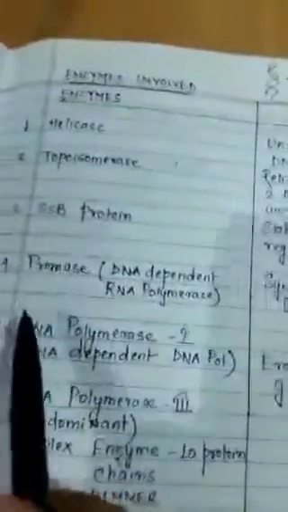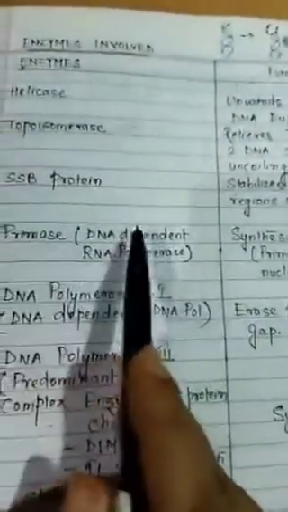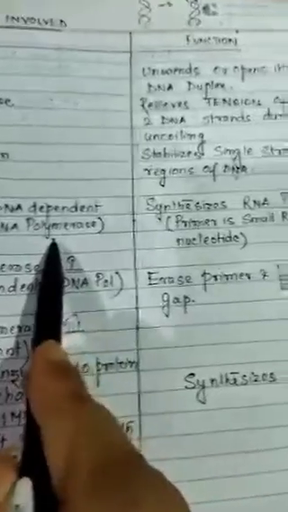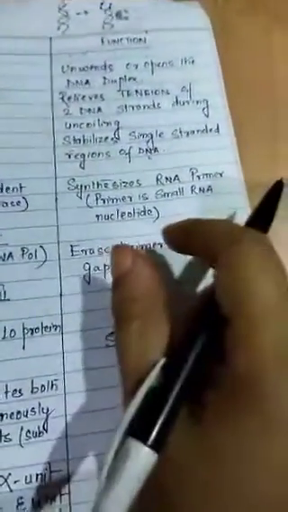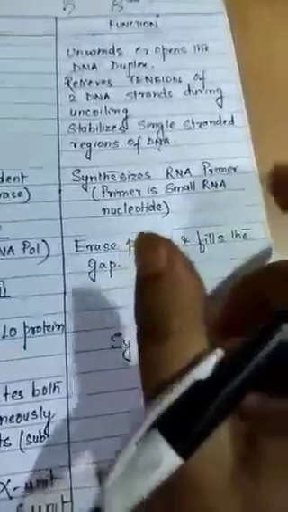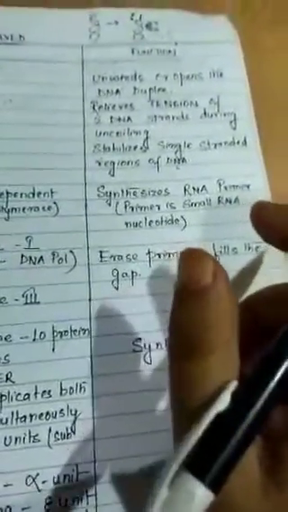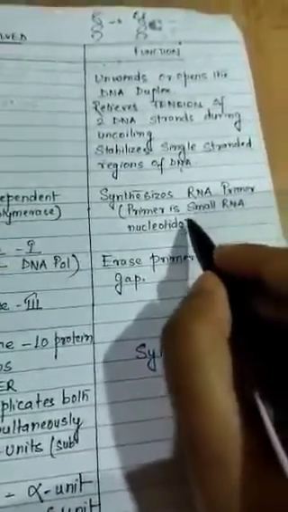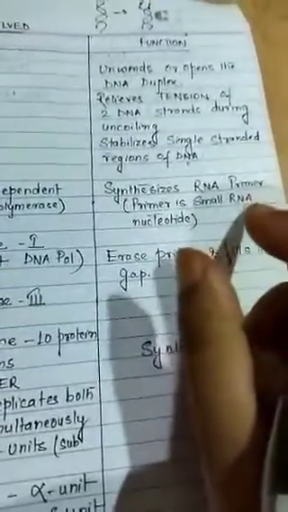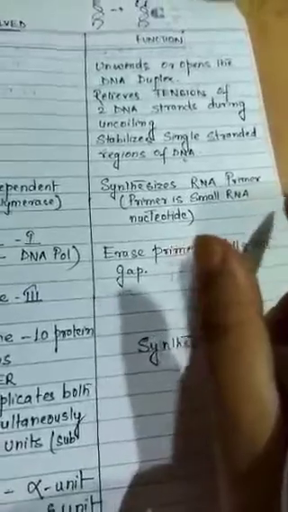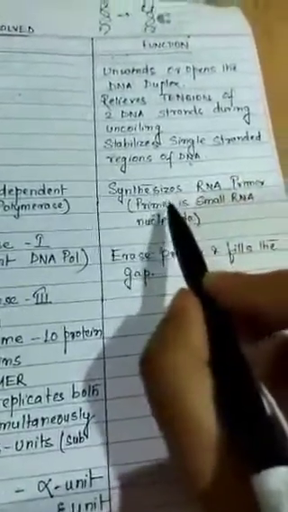Next, we have primase enzyme. These are DNA-dependent RNA polymerase enzymes. Primase enzyme helps in the synthesis of RNA primer. Primers are small nucleotides of RNA. RNA is a single-stranded structure, and there are some RNAs which are made up of a very small stretch of nucleotides. Some of those nucleotides can be categorized under primer.